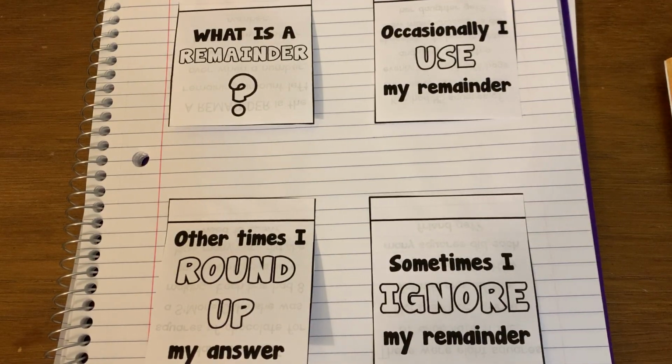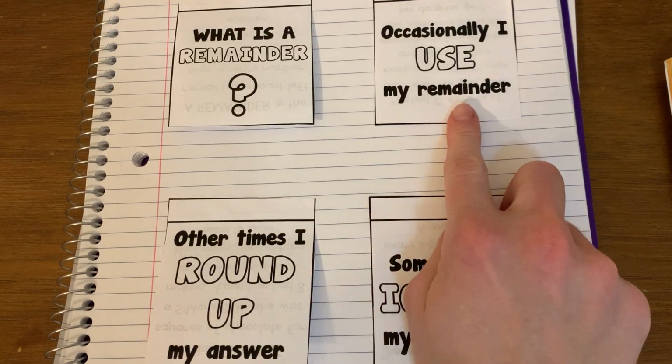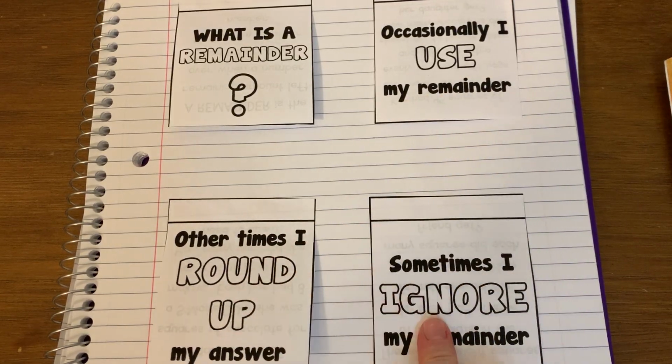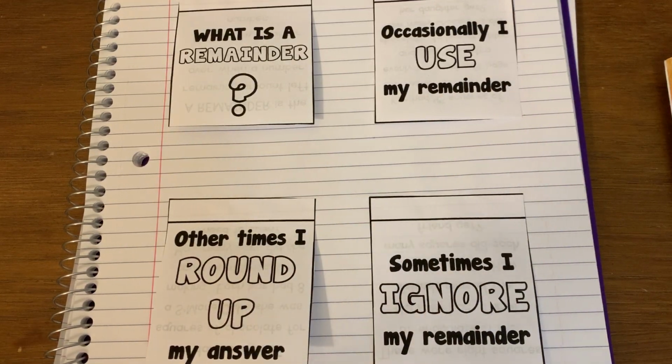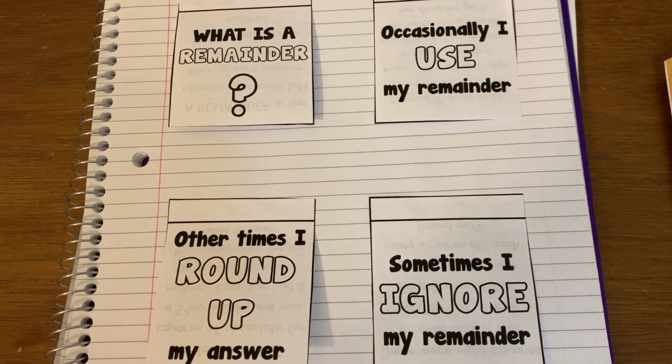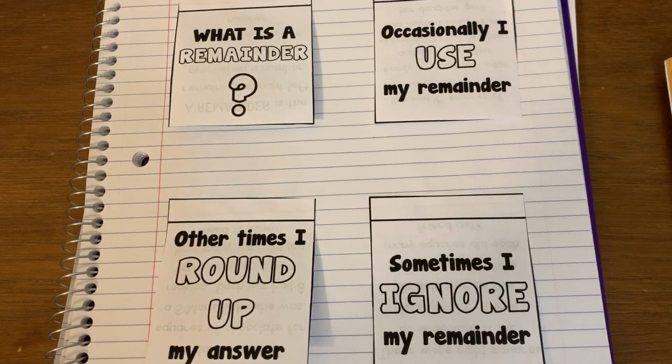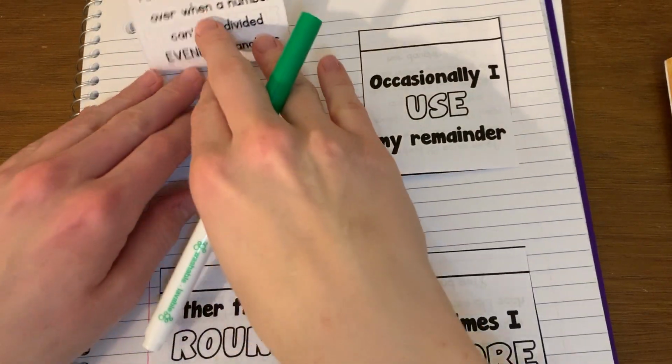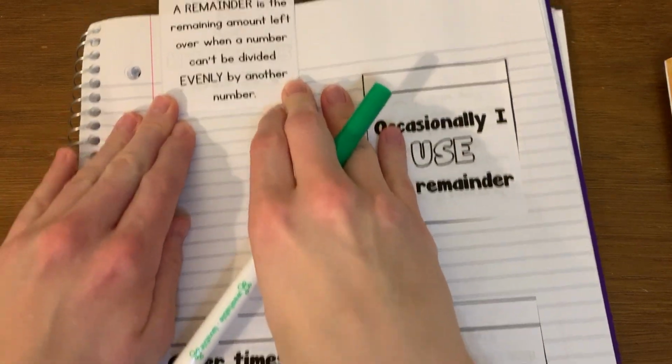So we are going to look at 3 different ways that a remainder might be interpreted, and then we will go ahead and practice some problems where we see the remainder being interpreted in different ways. So I want to start out by talking about what is a remainder. So flip up your flap with me.